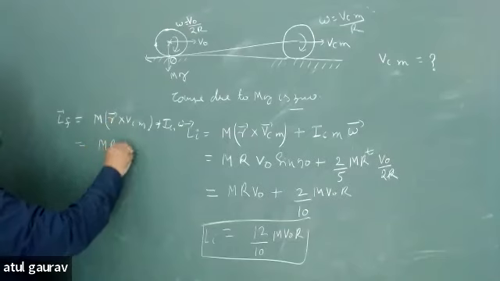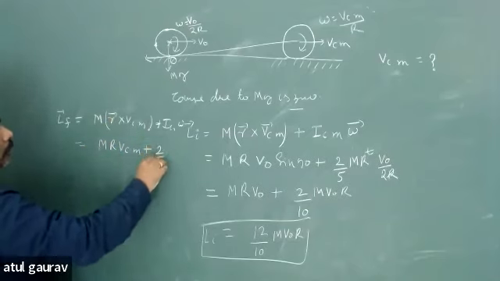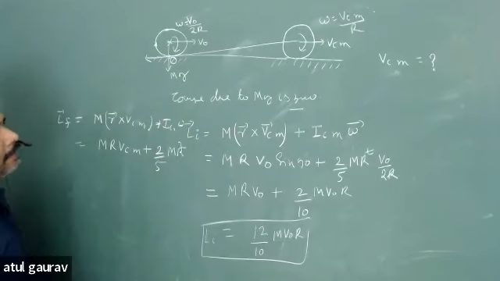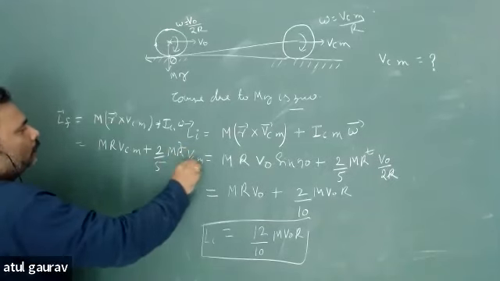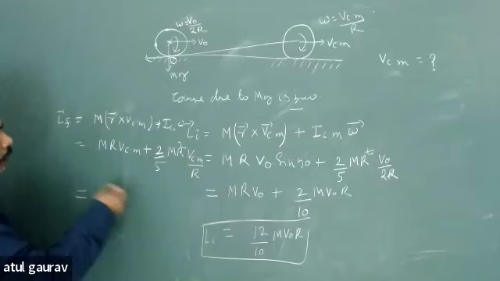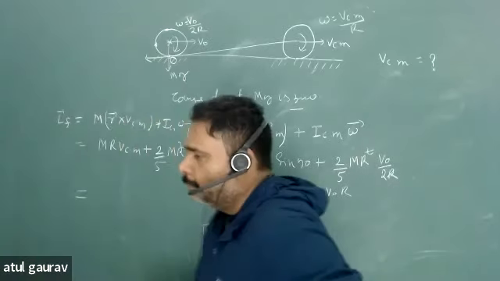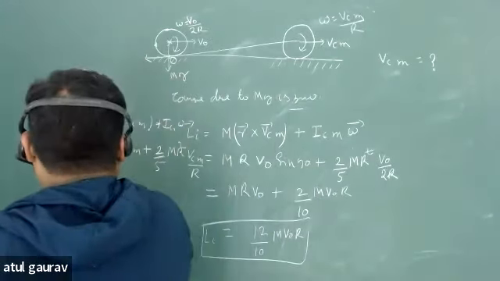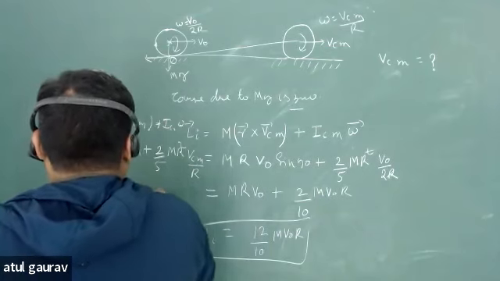इस पूरे चीज को क्या लिख सकते हो? M R VCM. And what is ICM? 2 by 5 MR square. And what is omega here? VCM by R. Very good. And next you can easily go for this particular calculation. क्या होगा जरा देखो तो. 7 by 5 आ रहा है. M R VCM.